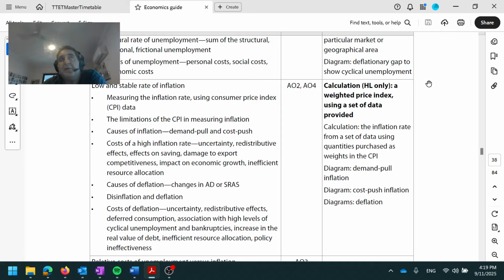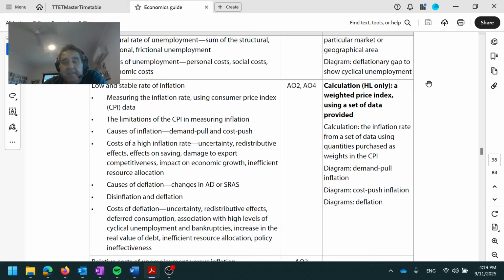The redistributive effects: who wins, who loses from high inflation, especially if you're not planning for it. So if the actual inflation rate turns out to be higher than what people plan, it's a problem. The damage to export competitiveness, that was an actual question, I think, last year, a paper one, part A. So if your inflation rate is higher than your trading partners', that means your exports are less attractive, imports are more attractive, and that causes your aggregate demand to be lower as your net exports decline.